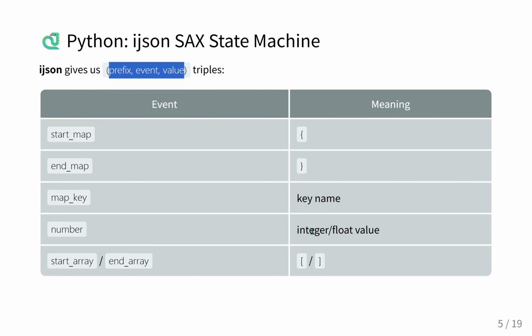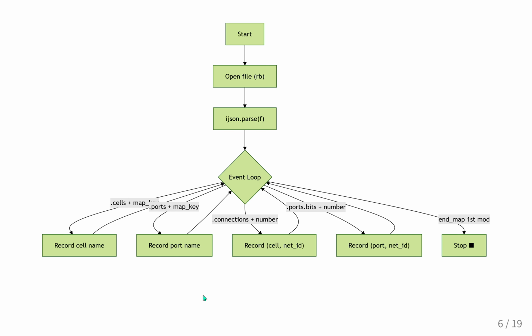But the real heavy lifting seems to be that prefix. Oh, the prefix is where ISON shines. It actively tracks the hierarchy for you and hands you a string showing exactly where you are in the document tree. So it does some of the state tracking for you. Exactly. It gives you a string like modules.mychip.cells.gate1. So as your Python code receives this relentless stream of events, you just use those prefixes to filter and catch the specific pieces of data you care about.